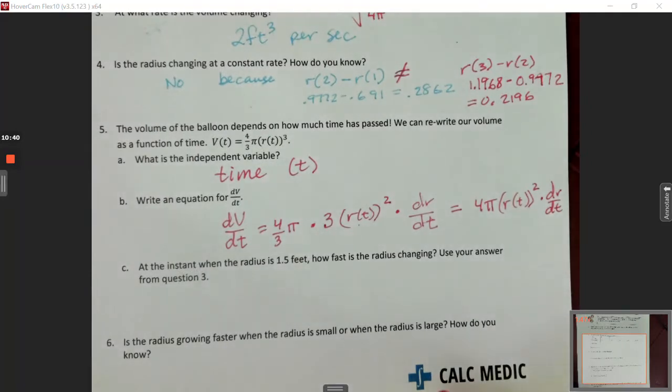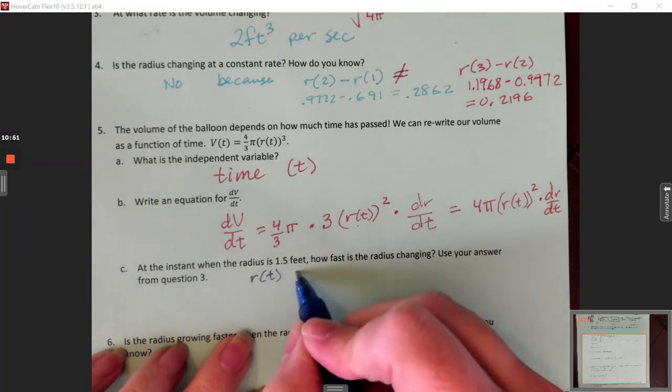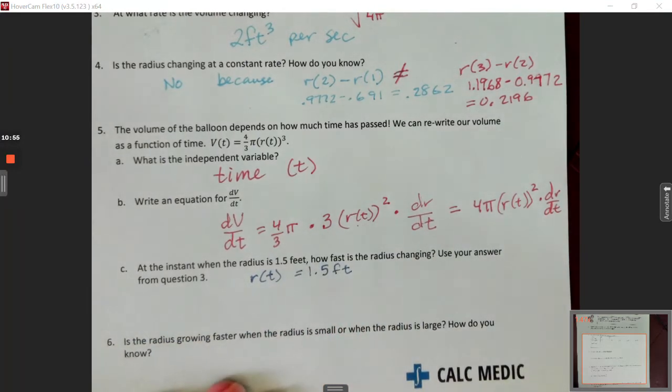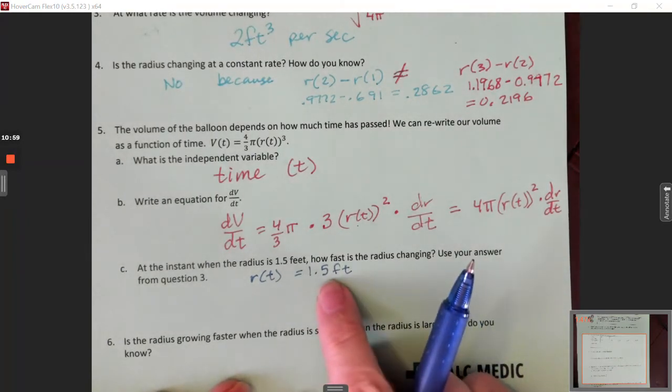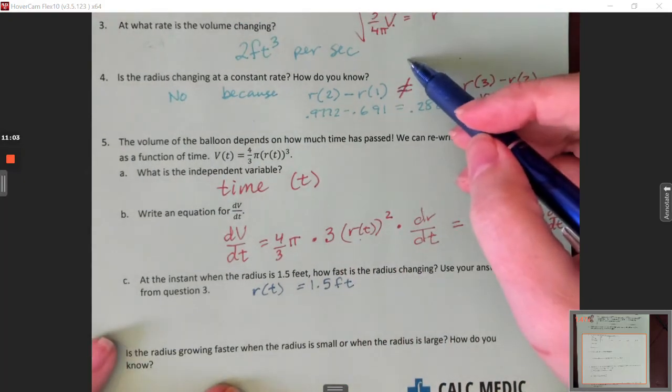At the instant when the radius is 1.5 feet, how fast is the radius changing? So what we're saying in that question, when r of t is 1.5 feet, how fast is the radius changing? They're giving me this number. We're going to use our answer from question 3 to help us.